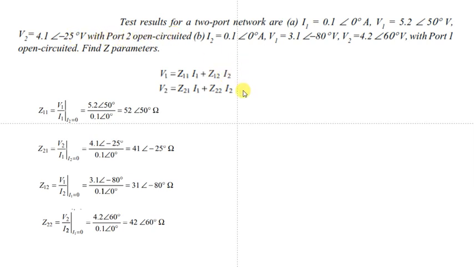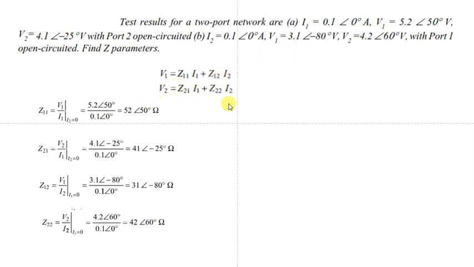When port 2 is open circuited, current is equal to 0. Okay, current is 0 on the output side. Only if it is short circuited will current flow. If any port is open, current becomes 0. So when I2 is equal to 0, this quantity is 0. So Z11 can be calculated by I1 and V1 with I2 equal to 0, or with port 2 open circuited. From the first reading we can find out Z11, and similarly with I2 equal to 0 we can also find out Z21, which is equal to V2 by I1.